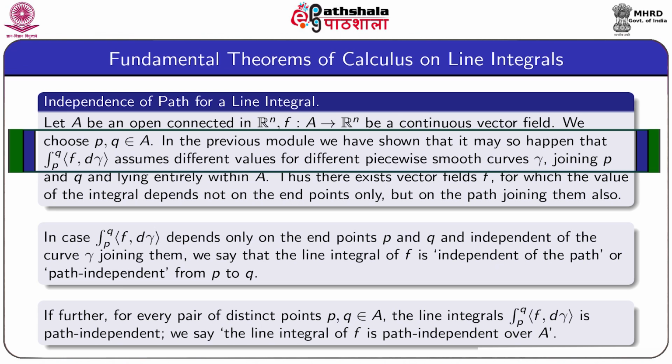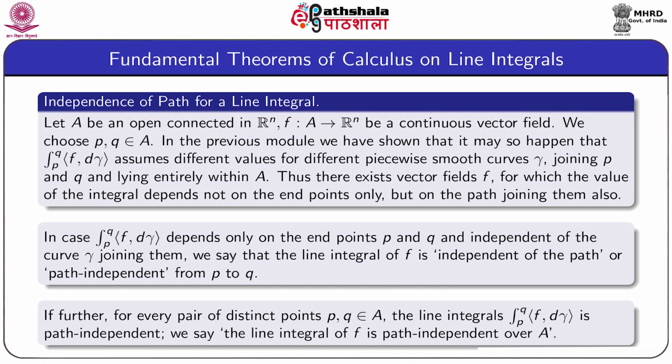In the previous module, we have shown that it may so happen that the line integral from P to Q of F dγ assumes different values for different piecewise smooth curves γ joining P and Q, such that the trace of γ lies entirely within A. Thus, there exist vector fields F for which the value of the line integral depends not on the endpoints only, but on the path joining them also.